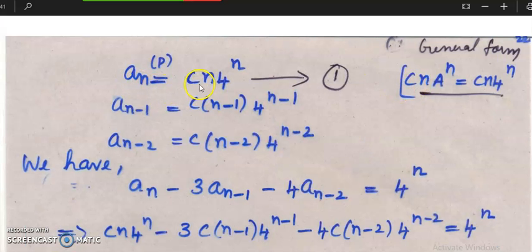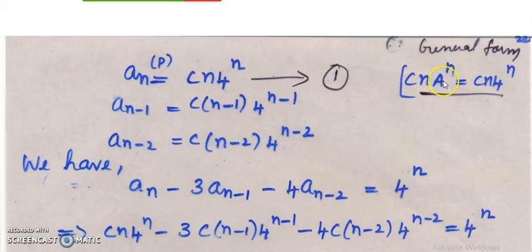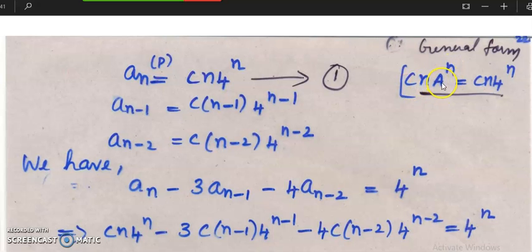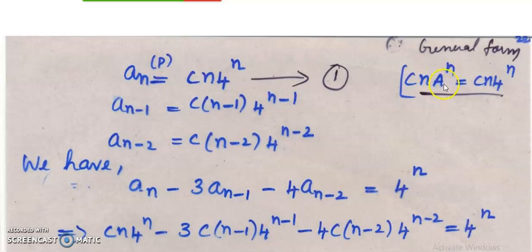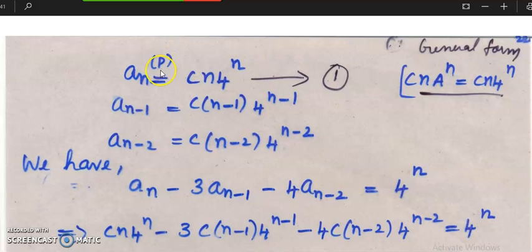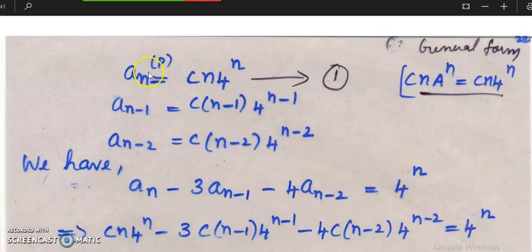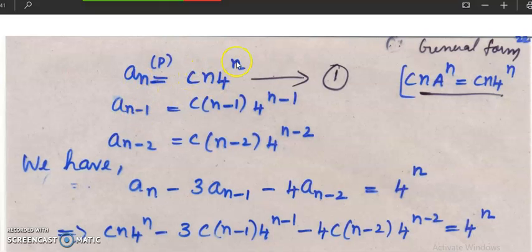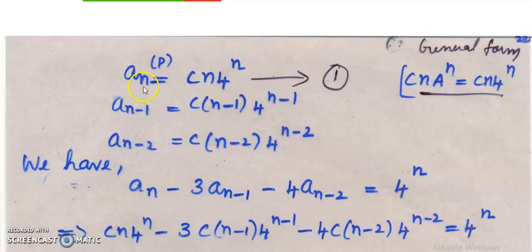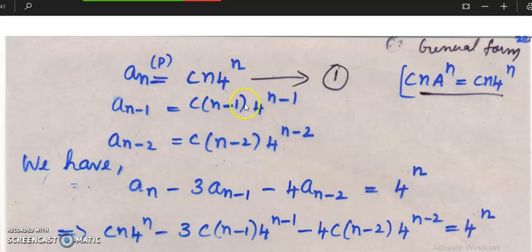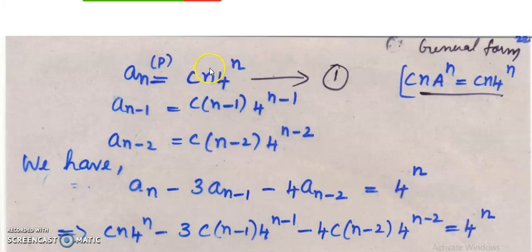Now a is the root, that is 4 here. So the particular solution is c n 4 power n. Now for n minus 1, we replace n by n minus 1: a_(n-1) is c (n minus 1) 4 power (n minus 1). What is a_(n-2)? Replace n by n minus 2: c (n minus 2) 4 power (n minus 2).